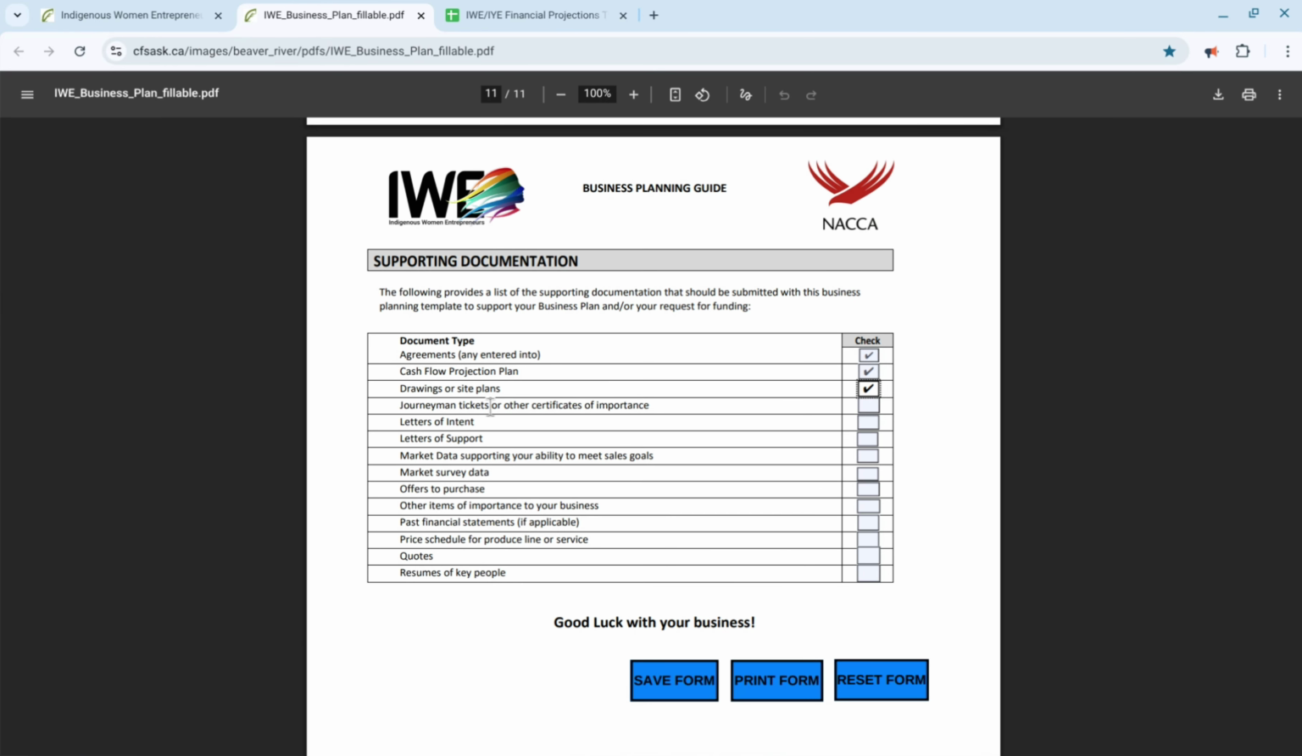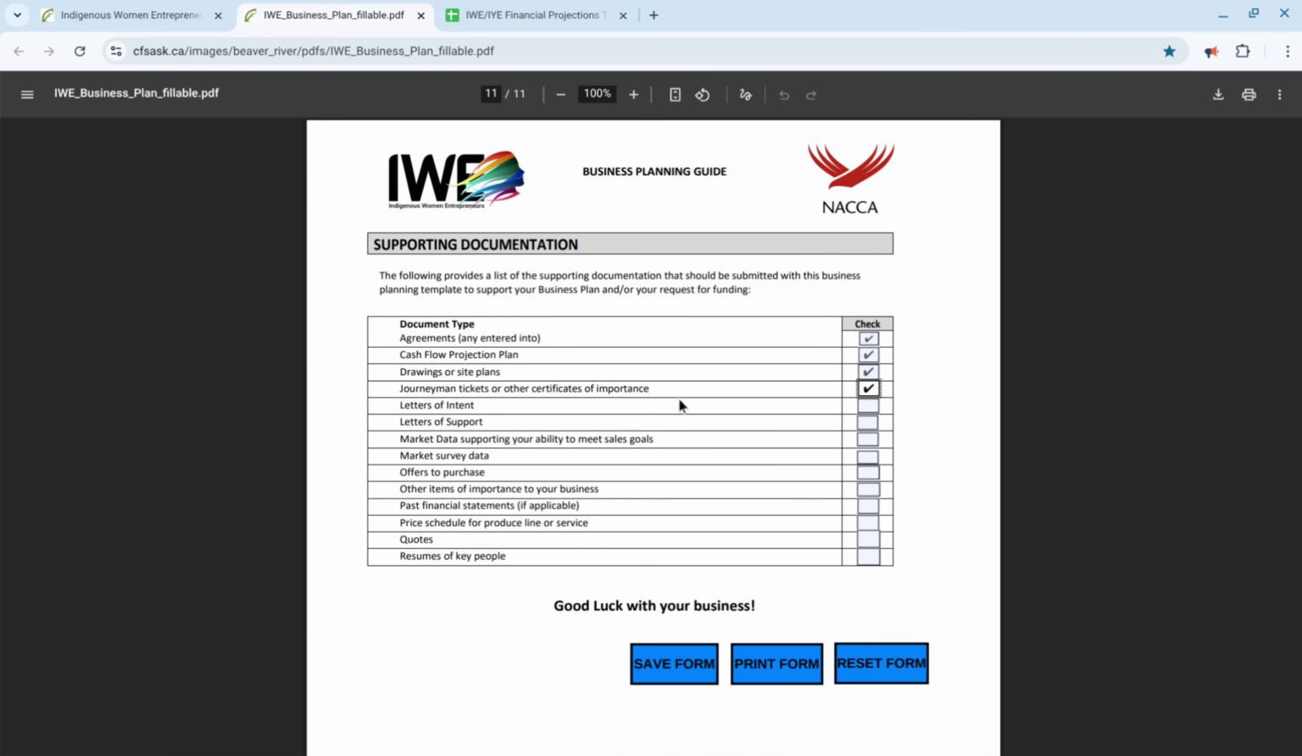Now the next thing is journeyman or journey person tickets or other certificates of importance. That could be for you, for managers, or anyone else in your business, especially if those are relevant to the business and required in order for you to provide that service, or if it's going to be really beneficial for you to have that type of certification in the business, if it gives you more credibility or whatever that may be.